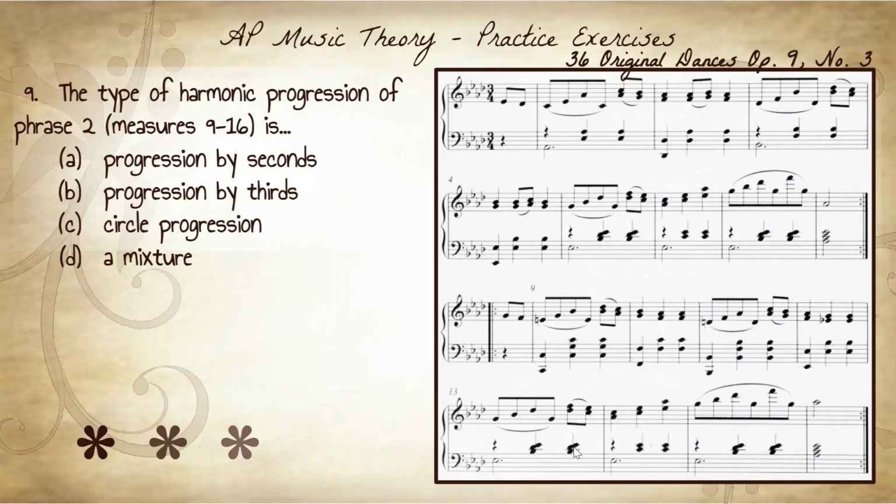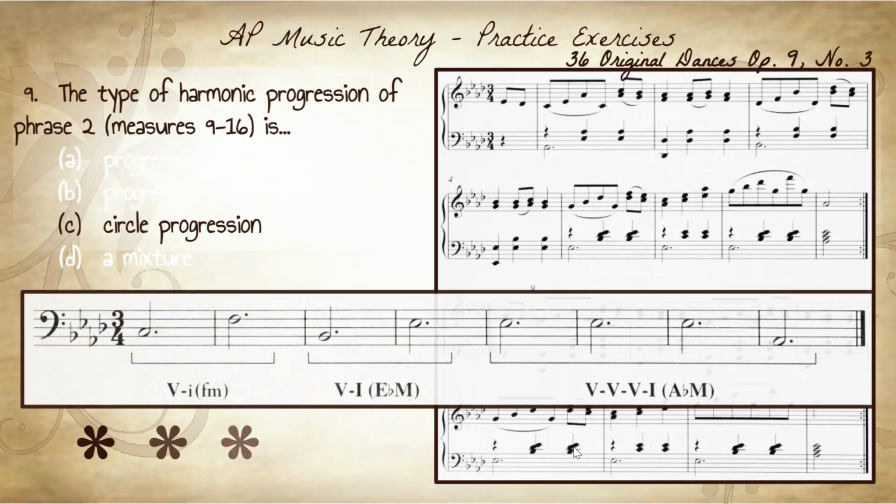The type of harmonic progression of phrase 2, measures 9 to 16, is A, progression by seconds, B, progression by thirds, C, circle progression, or D, a mixture. Correct answer is C. The type of harmonic progression used in phrase 2 is circle progression.